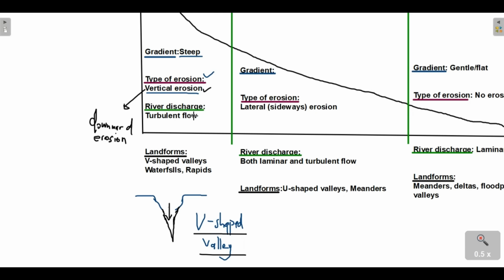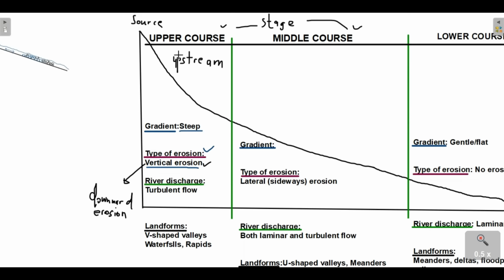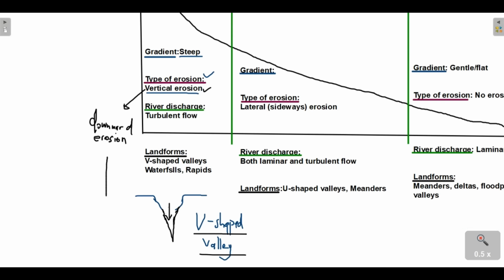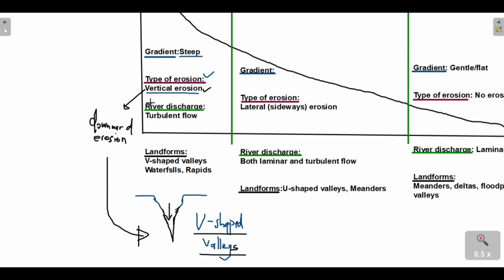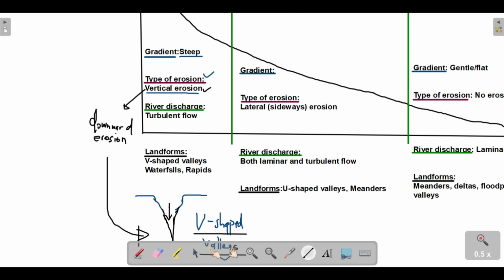So I need you to memorize that for me. You have to know that in the upper course, the type of erosion is vertical erosion. That's the only type of erosion that you are going to get there. And due to vertical erosion, you form V-shaped valleys. V-shaped valleys are a type of landform that you would only find in the upper course due to vertical erosion. So that's one landform explained.